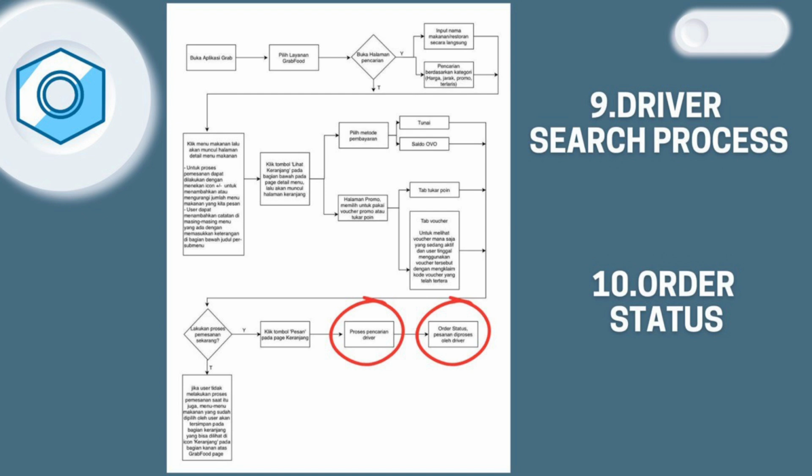So basically, these last two tasks make sure the customer knows exactly what's happening at every stage, from the moment they click order until their food arrives at the door. It's fast and user-friendly.